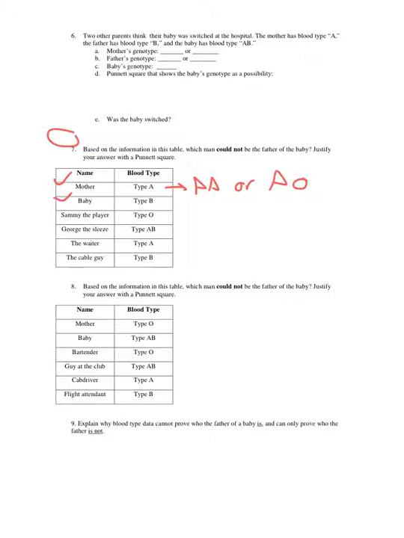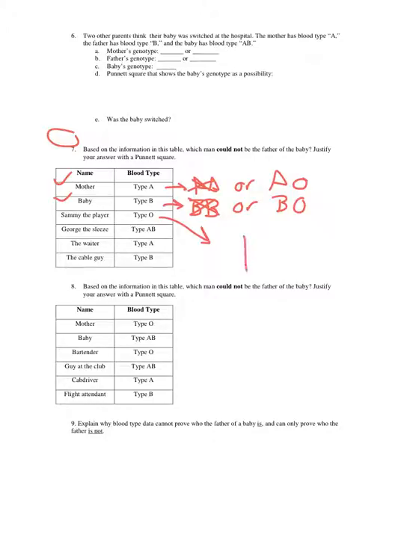The baby is type B blood, so the baby has to be BB or BO. Now, if we're really honest, the baby can't really be BB because it would have had to get one of those from mom, and it can't get that from mom. Okay? Mom probably has to be AO to give an O to the baby, right? So who can we eliminate, right? By process of elimination, we can definitely eliminate Sammy the player, okay?